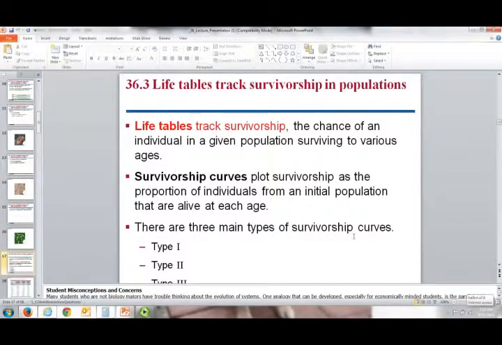Survivorship is something that is studied in ecology, and we use life tables to track this. It looks at the chances of an individual in a given population surviving to various ages. When you do this, you have survivorship curves, where you plot survivorship as the proportion of individuals from an initial population, by age, and look at how many are still alive at each age. You'll be creating some survivorship curves when you do the lab with the information from the cemetery, the demography lab. There are three main types of survivorship curves: type 1, type 2, and type 3.